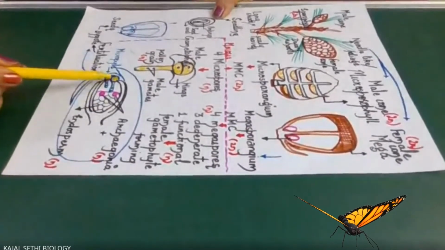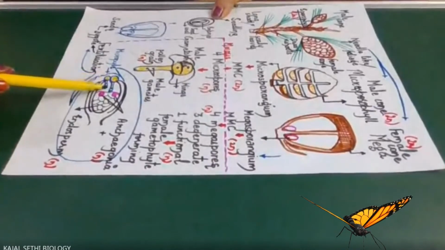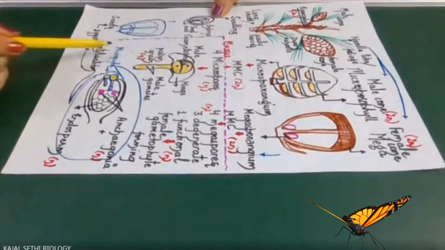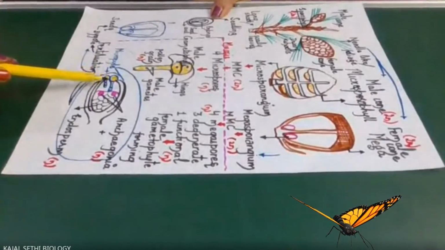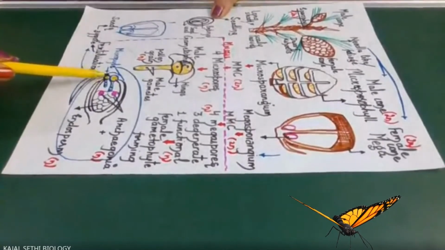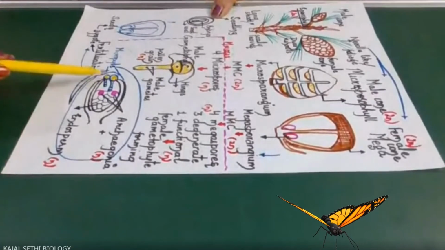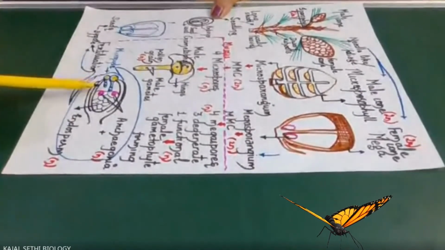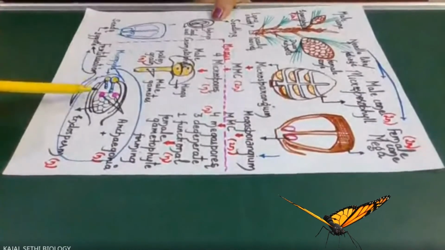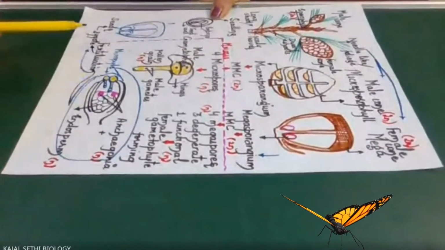After pollination, the pollen grains will fall here. They will germinate to form the pollen tube. This is the micropyle, the entry from where the pollen grains will enter. They will fall over here first. And then one of the male gametes is going to fertilize the female gamete, thereby forming the zygote.